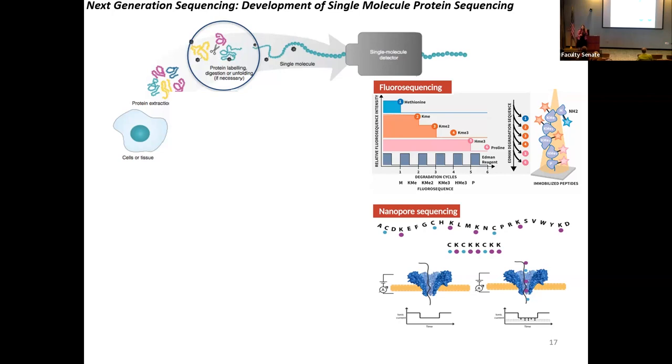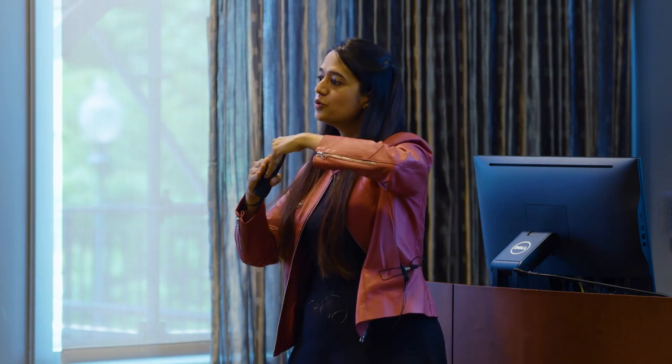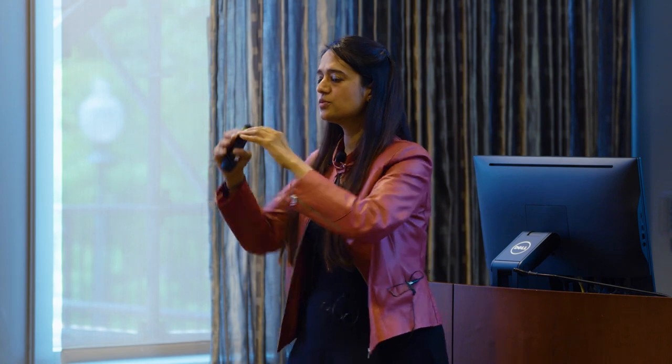And the reason is because different amino acid residues are very similar. So there is a change in the current, but that's not enough to actually accurately identify it. But if we could develop a method by which we can label these amino acid residues, and when they cross it, then there would be a much bigger change in the current, and then you can easily accurately identify the amino acids.